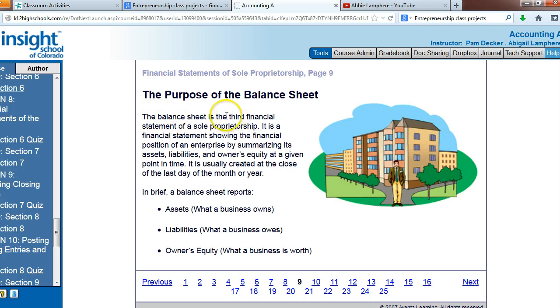And the balance sheet is the third financial statement of the sole proprietorship. So we have one left after this. It is a financial statement showing the financial position of an enterprise by summarizing its assets, liabilities, and owner's equity at a given point in time. It is usually created at the close of the last day of the month or year.